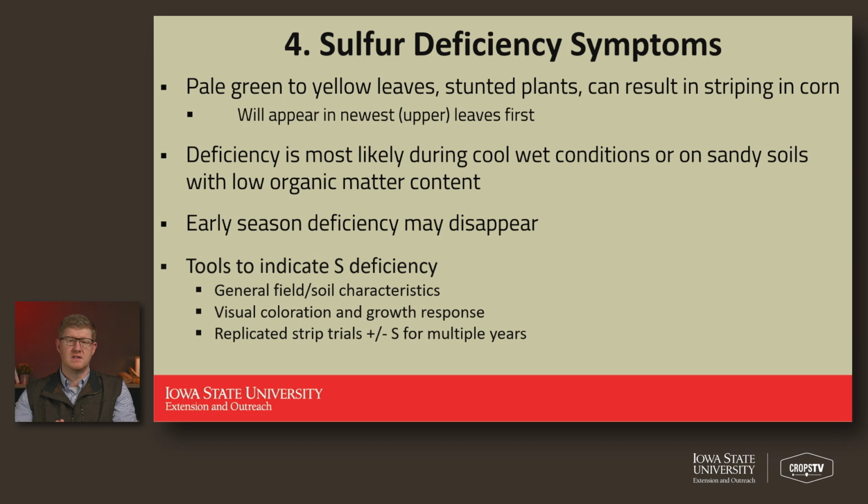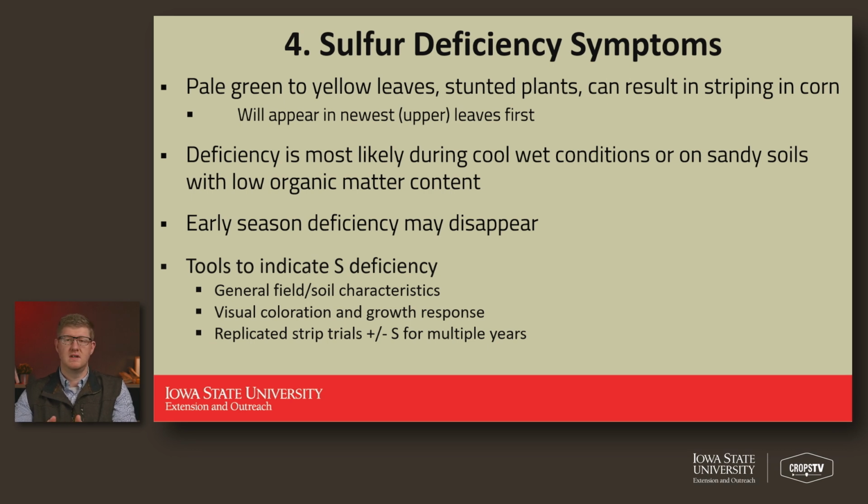Sulfur deficiency in most crops is going to appear as pale green to yellow leaves. You can get stunted plants in corn. It might result in striping. Unlike the other nutrients that we've talked about, sulfur is actually immobile in the plant. And so the deficiency symptoms of sulfur will actually appear on the newer leaves or the upper leaves first, before you see anything lower in the plant.